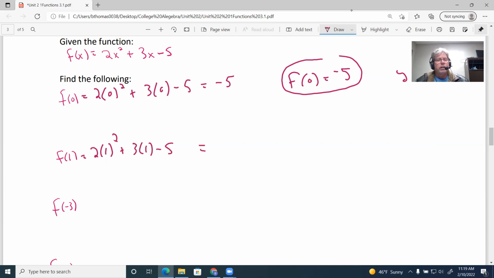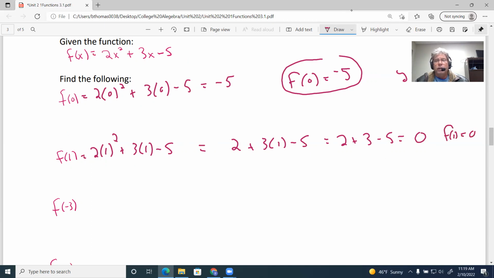I'm going to have to work across the page since I didn't make enough room. So following the order of operations, 1 squared is 1. 2 times 1 is 2. So you have 2 plus then 3 times 1 minus 5. So now I have to multiply 3 times 1 is 3. So I have 2 plus 3 minus 5. Well, 2 plus 3 is 5, and 5 minus 5 would be 0. So that means that f of 1 would actually equal 0.